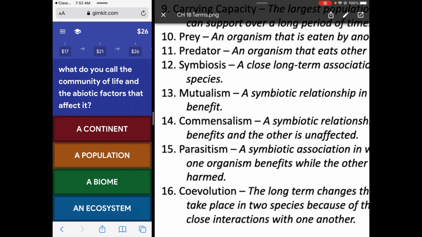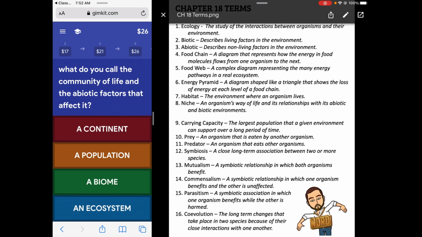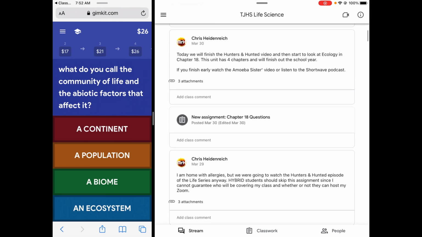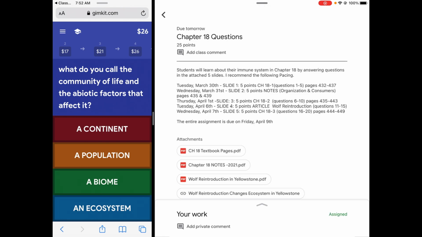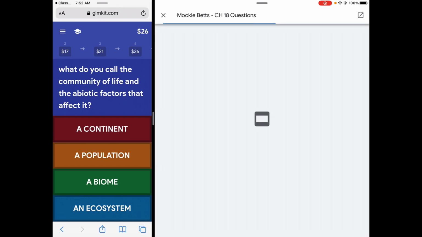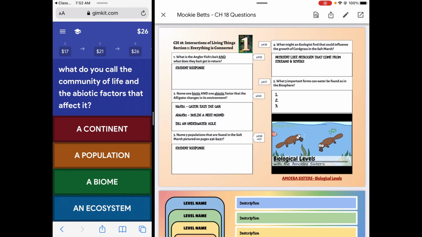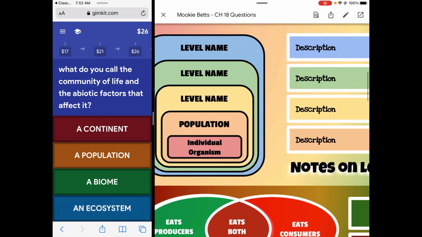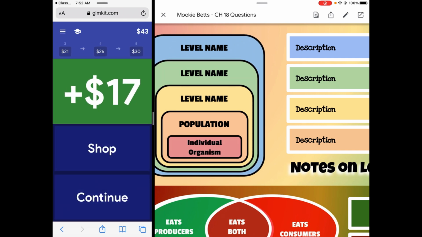All right, what do you call a community of life and its abiotic factors? We took notes on this, so this would be on your notes slide, slide 2 in your bookwork. So I could go find that if you wanted to see what I'm talking about. So chapter 18 questions, I could look at it. I don't need to press the square arrow this time just to look at my answers. And so here we took notes, and what it would be is ecosystem up here. My notes are not complete because my student is bad, but for you that might be fine. All right, let's keep going.